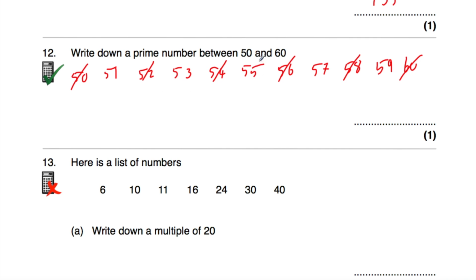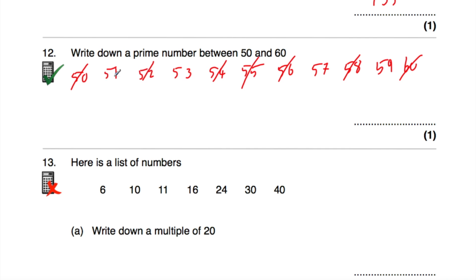Okay, now I'm going to cross off 55. It's divisible by 5. Now I'm left with 51, 53, 57, and 59. So we've got 4 possibilities here. We've checked to see which of them are divisible by 2. Now let's try 3. If a number is divisible by 3, the digits in the number will add together to be a multiple of 3.